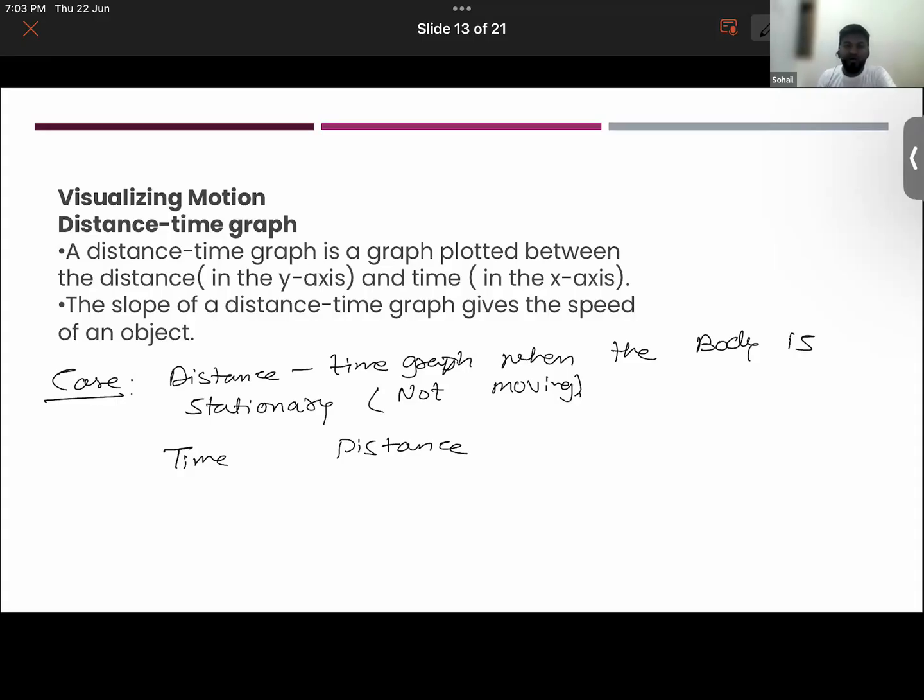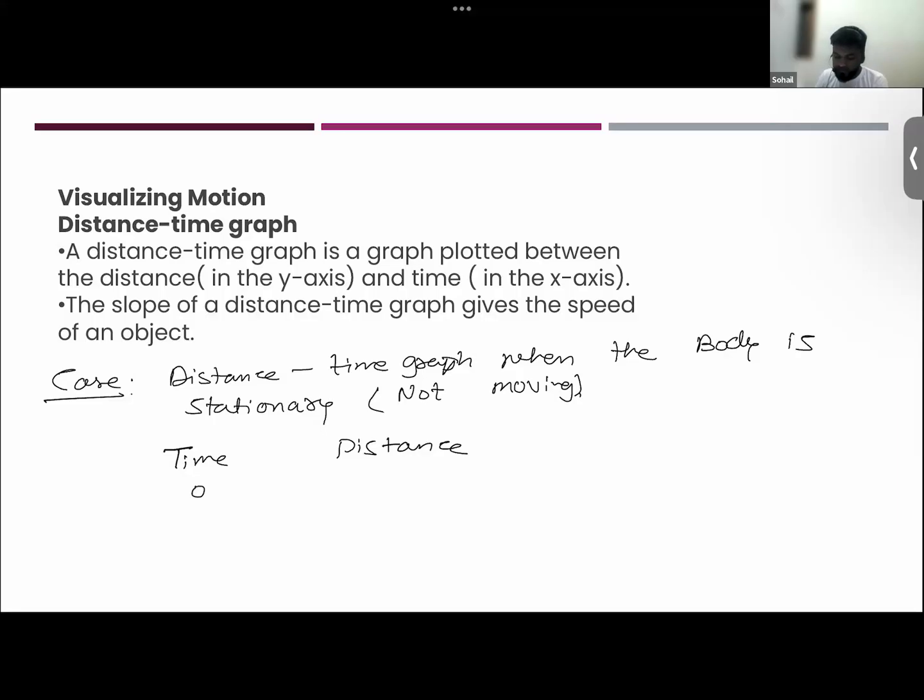Right, Mafas? Like if you park somewhere, does the reading of the odometer change? No, sir. Exactly. So here we will see that from 0 to 5 minutes, then 10 minutes, then 15 minutes, the time keeps on increasing, but the distance covered by the body remains 0. When we plot the distance time graph for an object at a stationary position, the graph will look something like this.